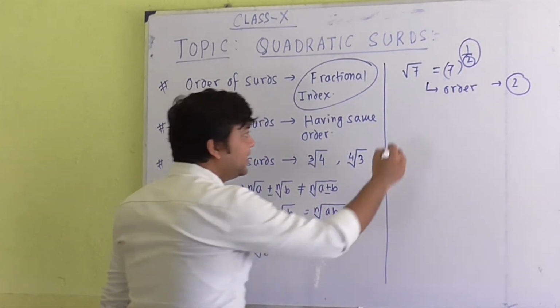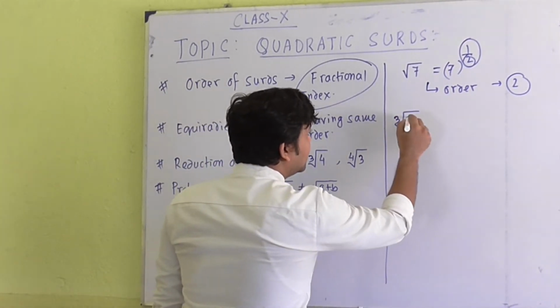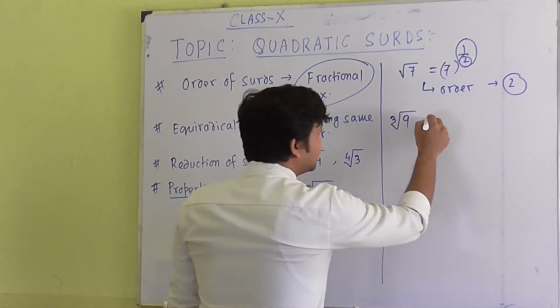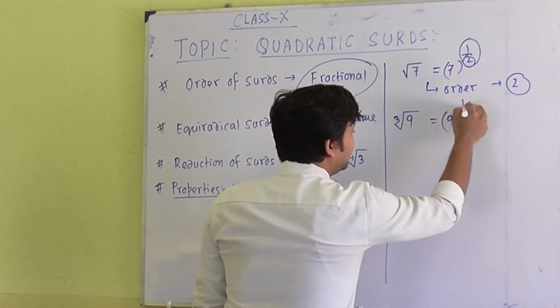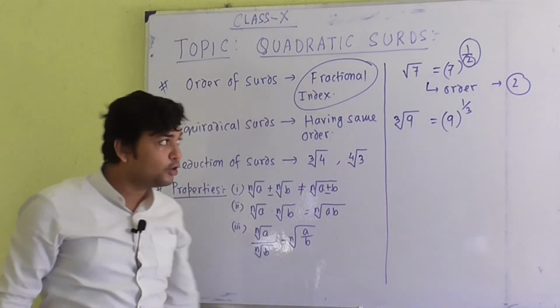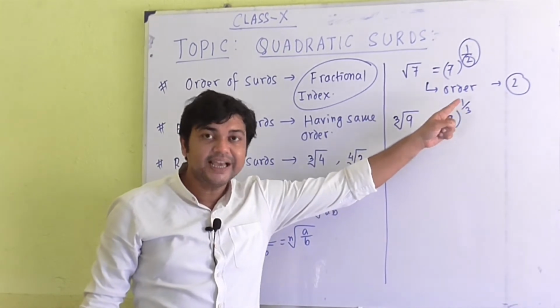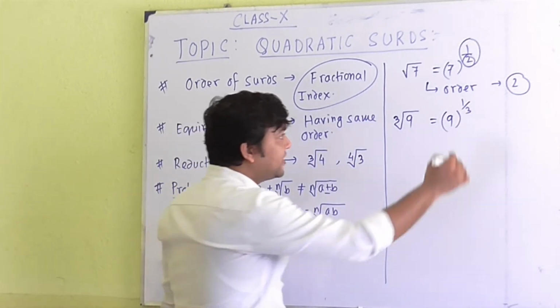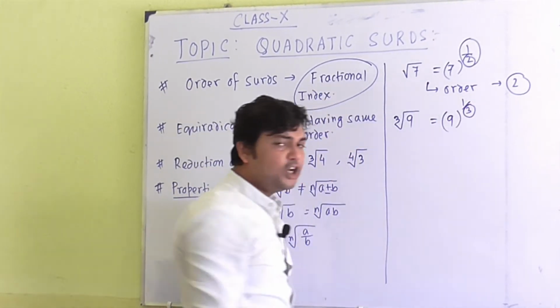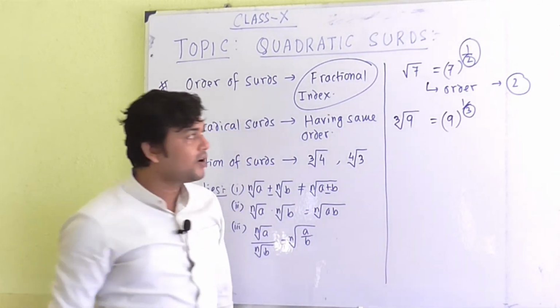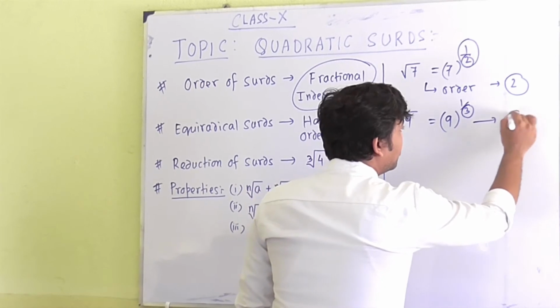Let us take another example. Suppose cube root of 9. If we expand this surd, it can be written as 9 to the power 1 by 3. Again, you have to look for the fractional index. What is the fractional index present here? It is 1 by 3. Look at the denominator. What is the denominator present here? It is 3. So, naturally, the order of this surd will be 3.